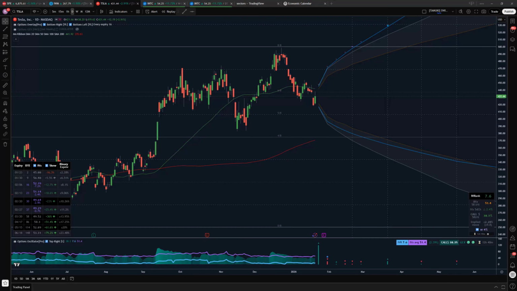This is called the vertical pricing skew. To understand what vertical pricing skew is, let's talk about that. If implied volatility tells you how expensive options are, and expected move tells you how far the market expects price to travel, then the vertical skew tells you which direction the market is paying for. This is where market sentiment starts to become visible through pricing.